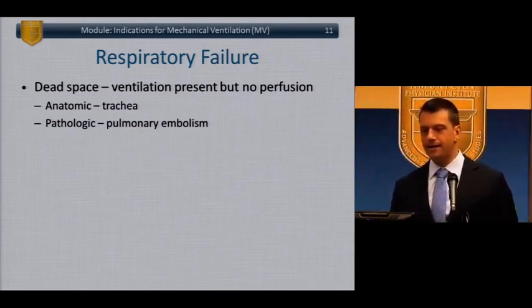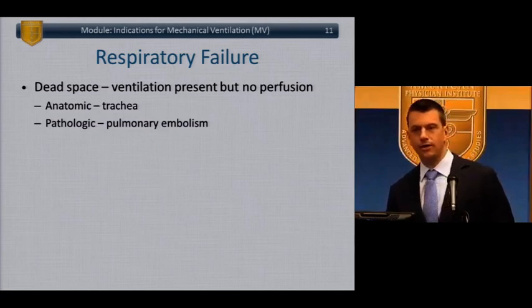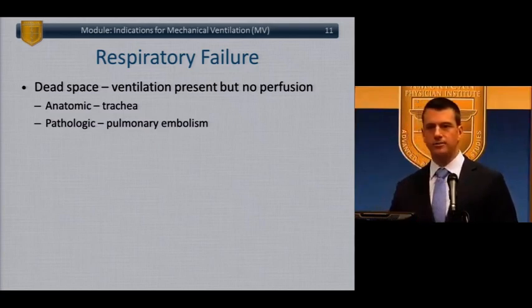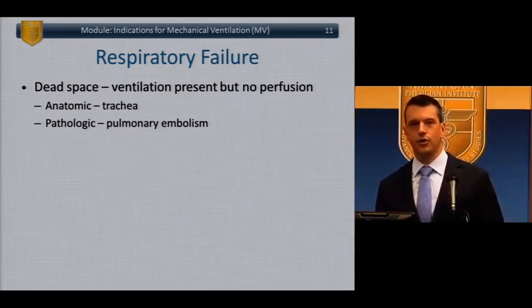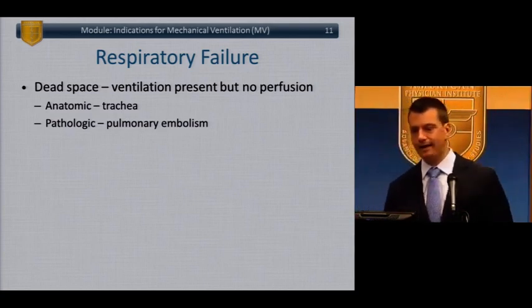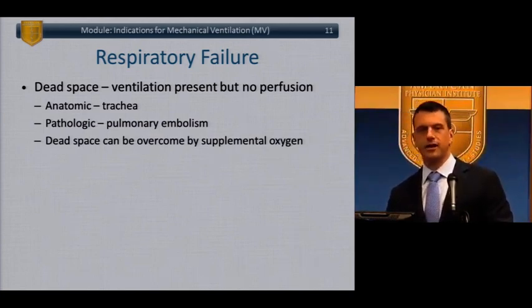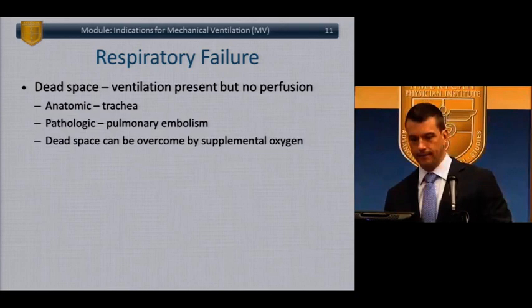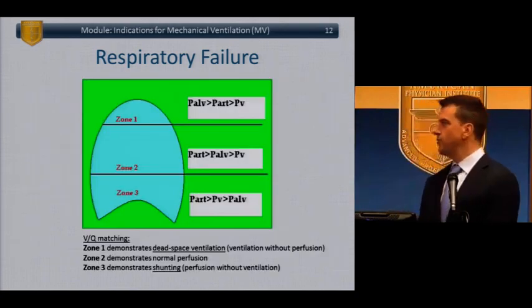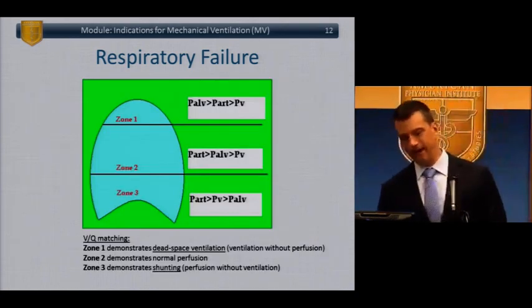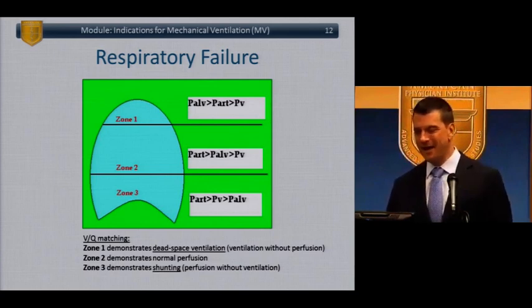And then pathologic could be pulmonary embolism, where you have an area where there's now no regional blood flow, but you're oxygenating that area quite well. Even though it should normally provide for gas exchange, it is not. Dead space can be overcome by supplemental oxygen because those areas where you are getting ventilation will respond to having more oxygen. So these are the zones of West, back from physiology days.